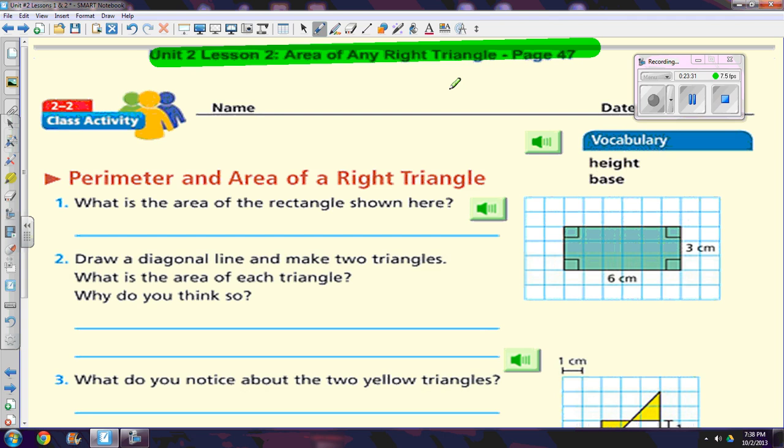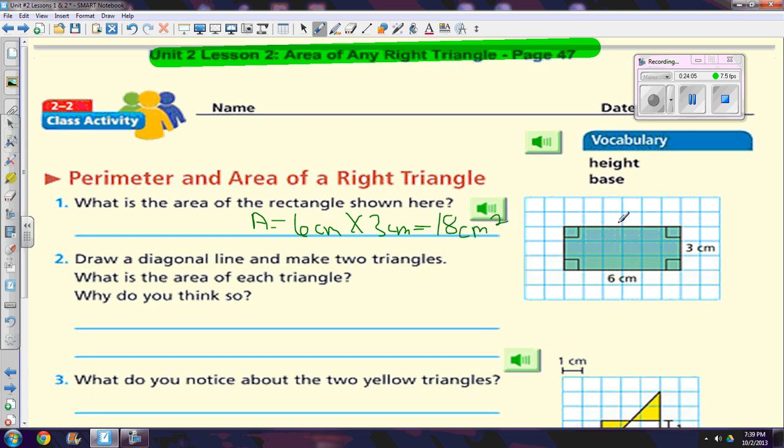What is the area of the rectangle shown here on the right? So the area of this rectangle, length times width, 6 times 3. So for number 1 on page 47, would you please write area equals 6 centimeters times 3 centimeters equals 18, dealing with area, so it's centimeters squared or squared centimeters.